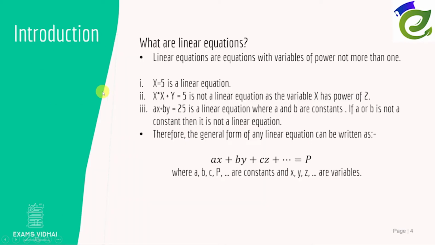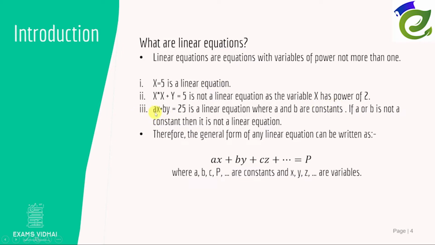Okay, so let's start. What are linear equations? Linear equations are equations with variables of power not more than one. So if we have any power more than one, it won't be a linear equation. Any variable must have power of 1. So here you can see x is equal to 5 is a linear equation. If you see the second one, we have x into x, which becomes x square. x square has power of 2. But what is the definition of linear equation? The power must be 1. So this is not a linear equation.